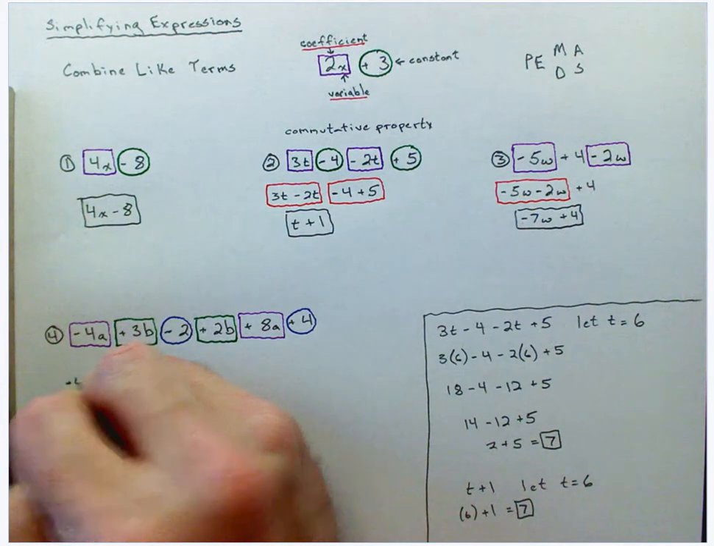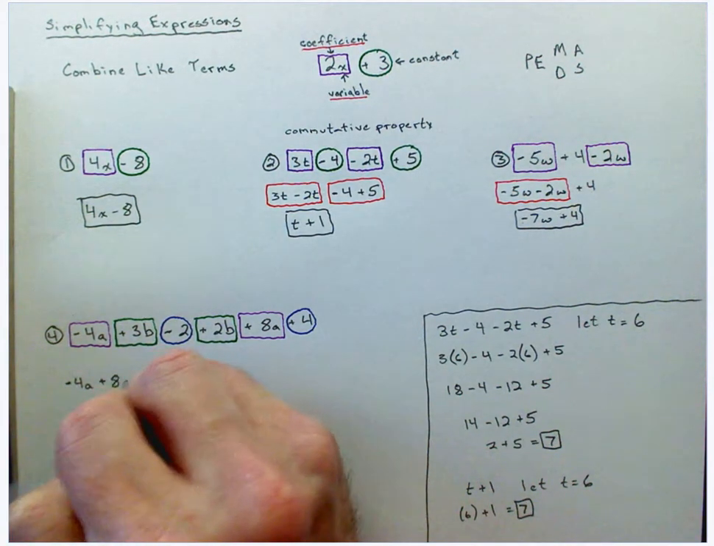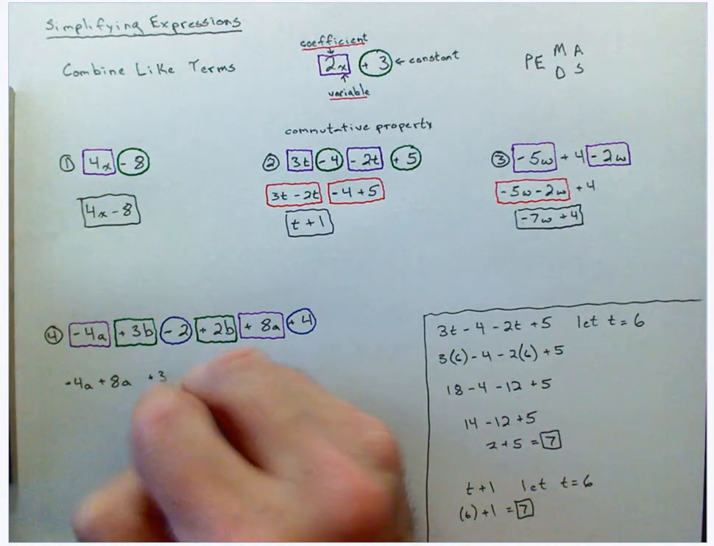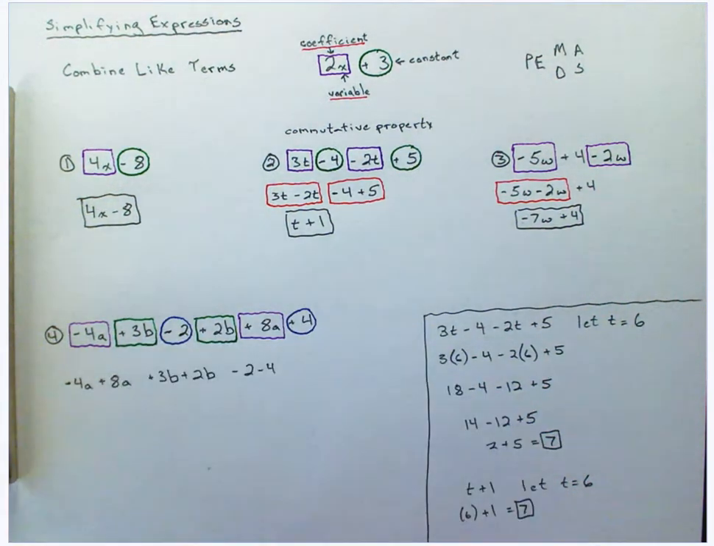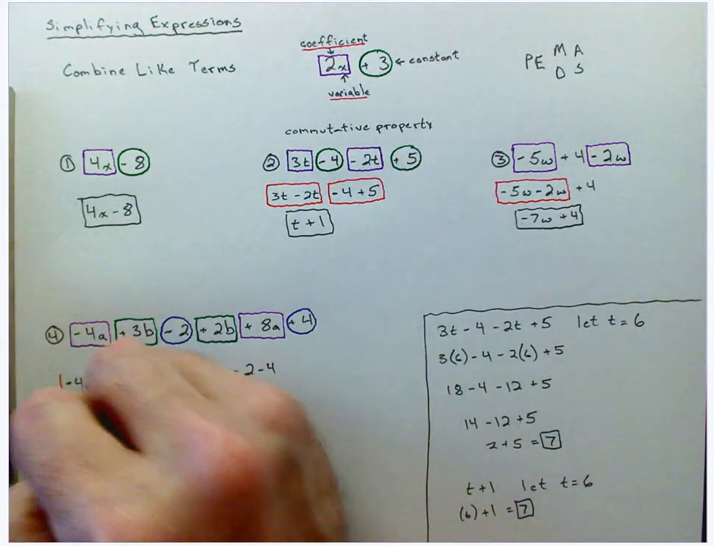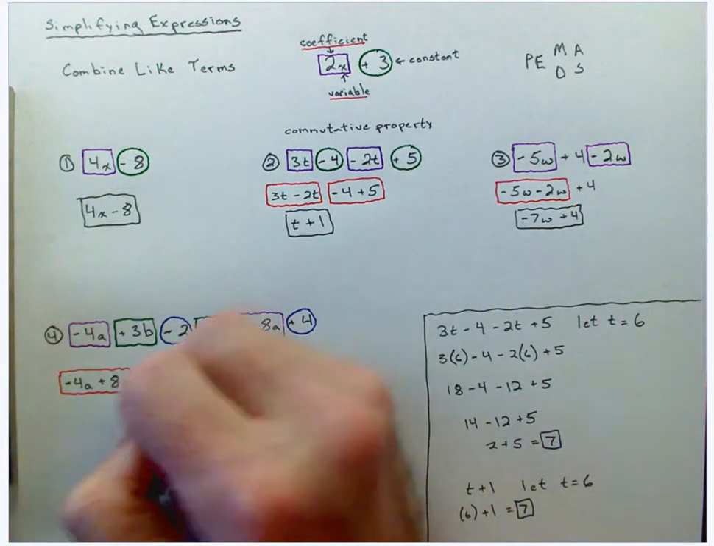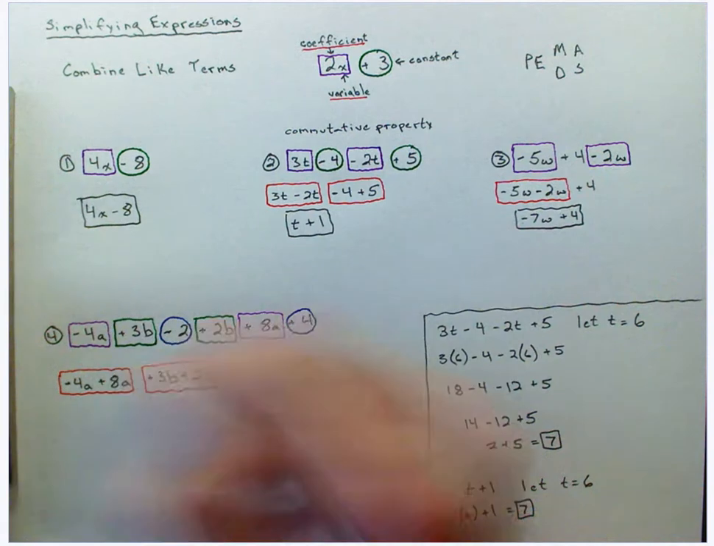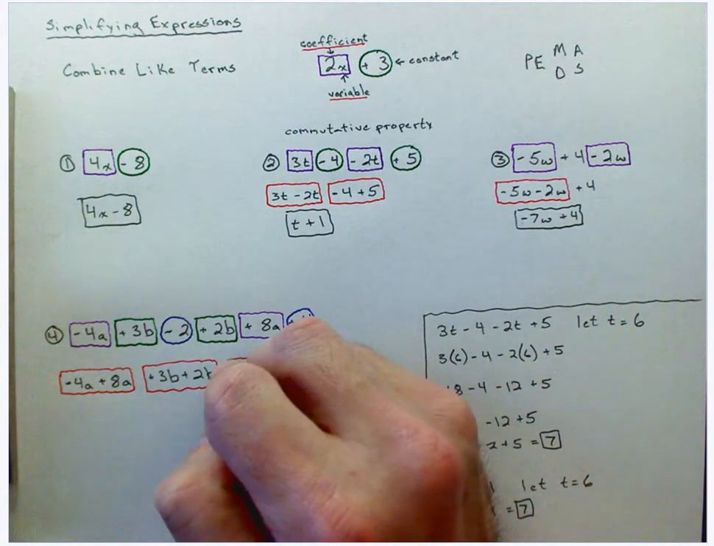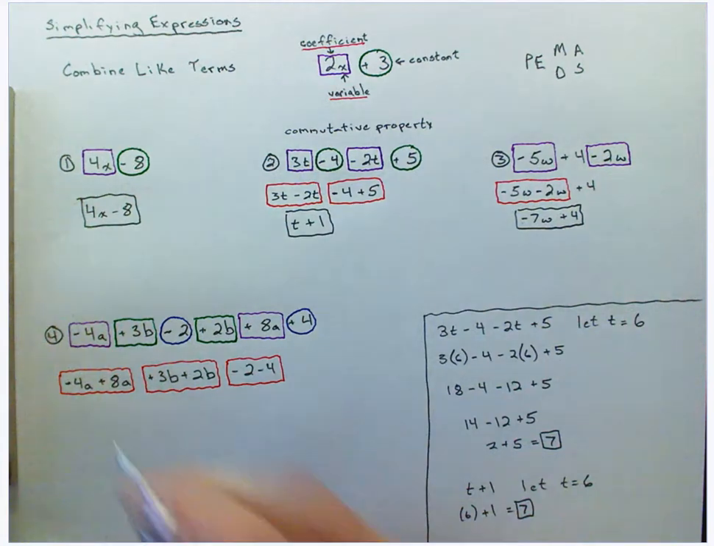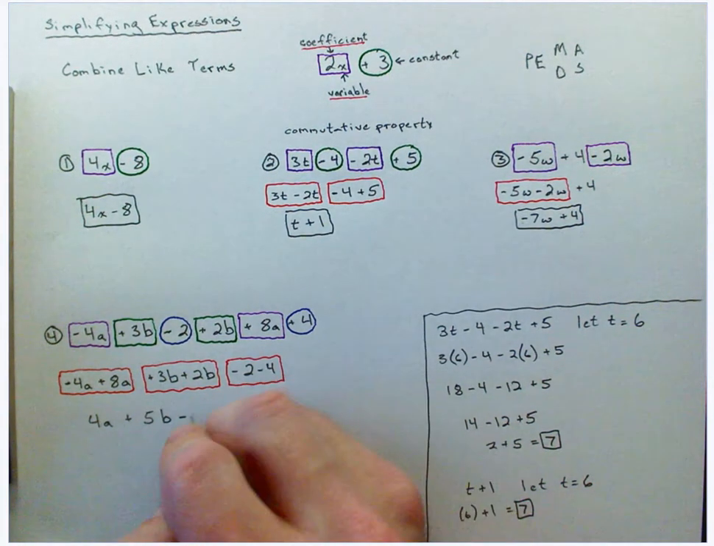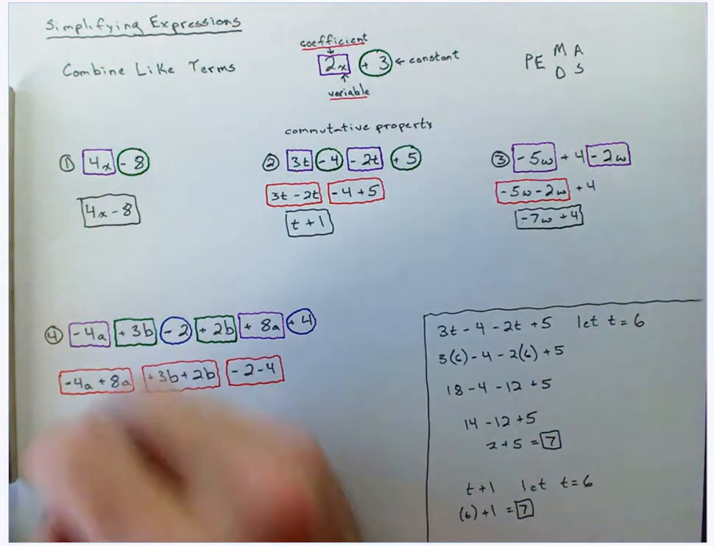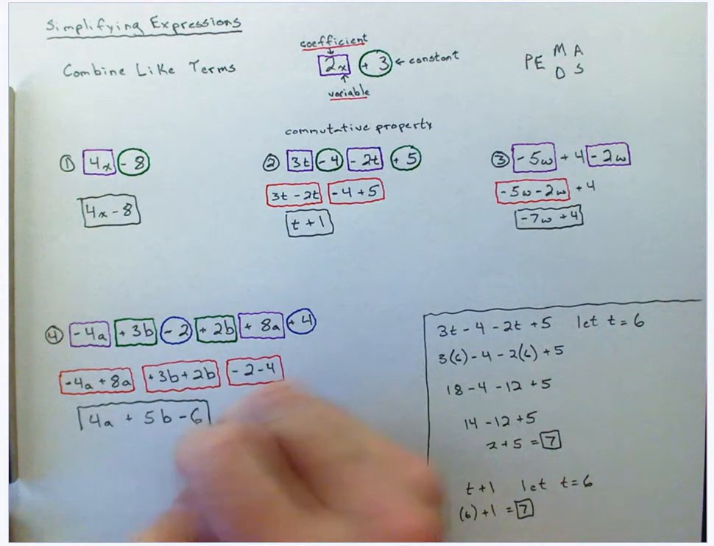Now it helps me to be able to rewrite. I just look at the purple boxes and then the green boxes and then the blue circles, and I've rewritten those. And what I'm left with is 3 problems that I must solve. Those are the terms that I can combine together. This turns into 4a plus this turns into 5b minus 6. And I have simplified that expression.